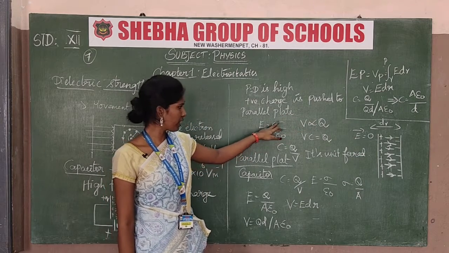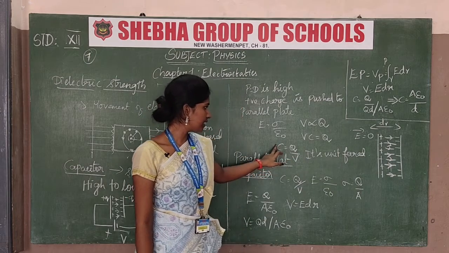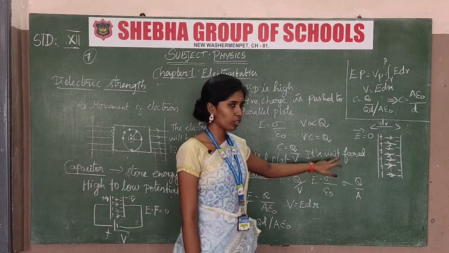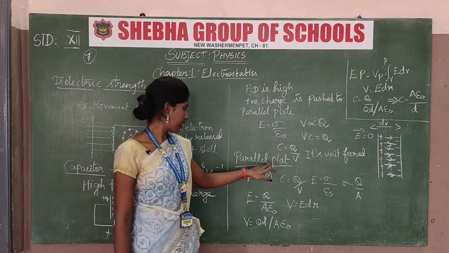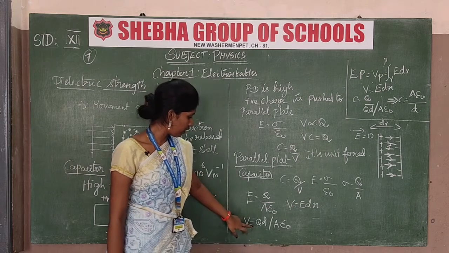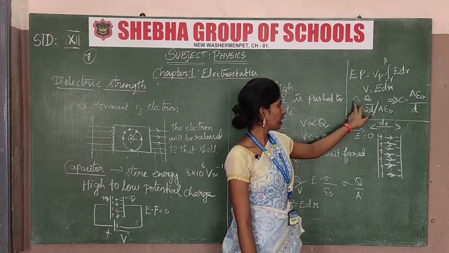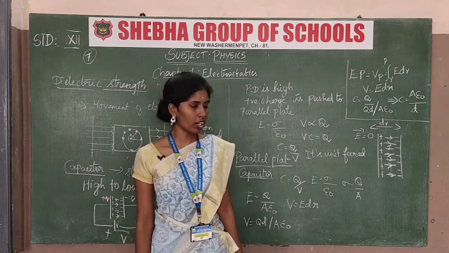Here E will be denoted as sigma by epsilon naught. Finally we take C as the capacitance, Q by V, and its unit is farad. For the parallel plate capacitor, here we take C is equal to Q by V. Finally we take V is equal to QD by A epsilon naught. The final state is capacitance equal to A epsilon naught divided by D.